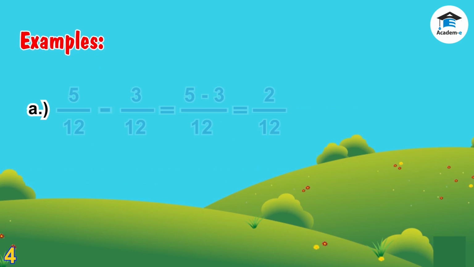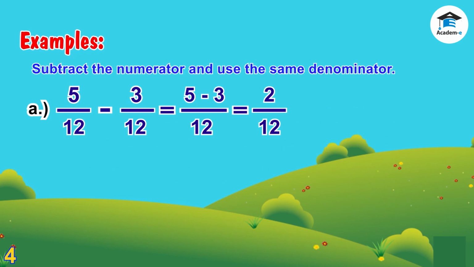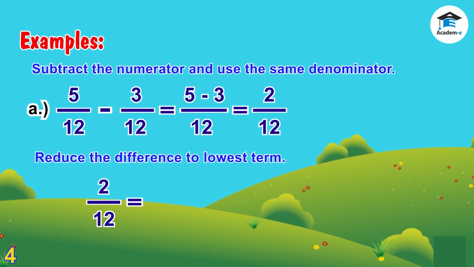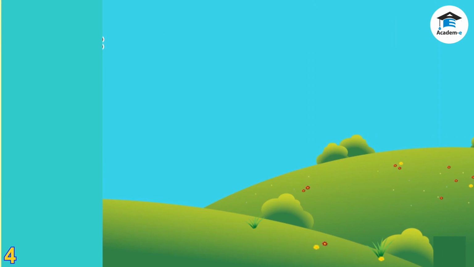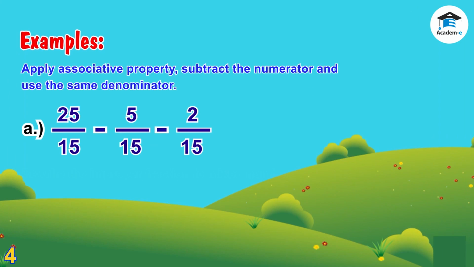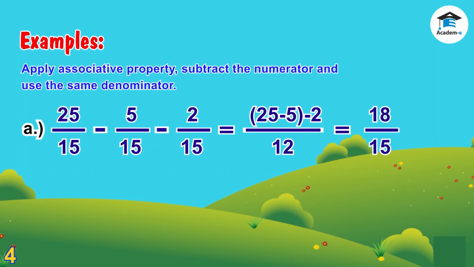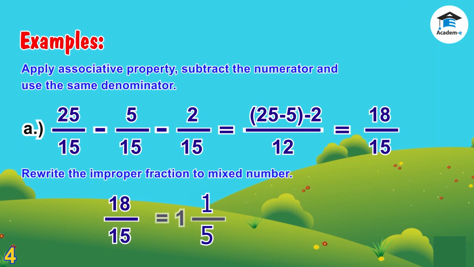Examples. Subtract the numerator and use the same denominator. Reduce the difference to lowest term. Apply associative property, subtract the numerator and use the same denominator. Rewrite the improper fraction to mixed number.